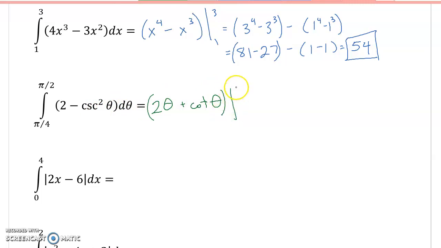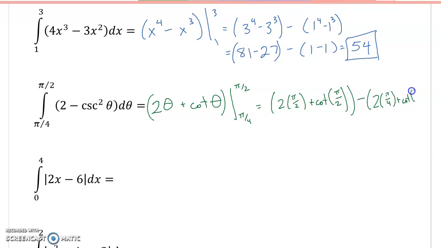And then we'll evaluate this at pi over 2, and we'll evaluate this at pi over 4. We will subtract those two, and we'll call it a day. So 2 times pi over 2 plus cotangent of pi over 2. And then we will subtract 2 times pi over 4 plus cotangent of pi over 4.